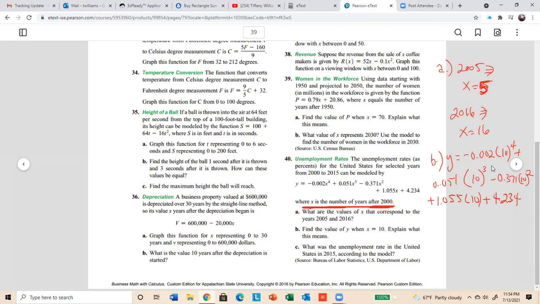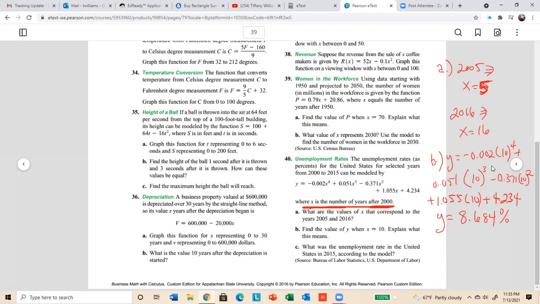Guys, all this is to punch it in your calculator and go. And if you do punching it in your calculator and work it out, you are going to get that it is 8.684. Now, I do want to mention that the unemployment rates were written as percentages. So when we say 8.684, this is actually a percentage.